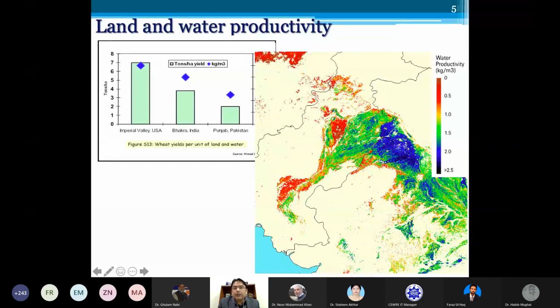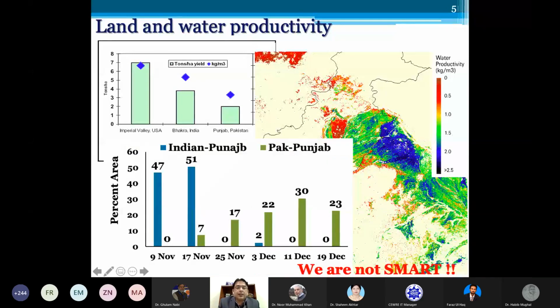So that's alarming. And one of the reasons, which I actually tried to figure out, is that in this graph you can see that more than 98% of wheat area in Indian Punjab is normally sown before 17th of November. That's a very critical time period, because our agronomists normally say that if you really want to have higher yield as far as wheat is concerned, it should be grown before 15th of November.